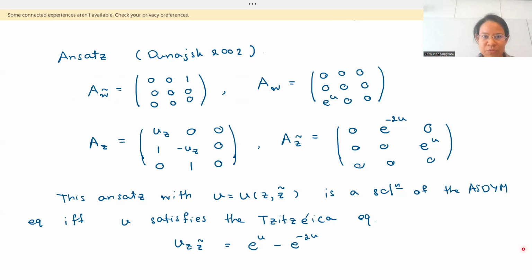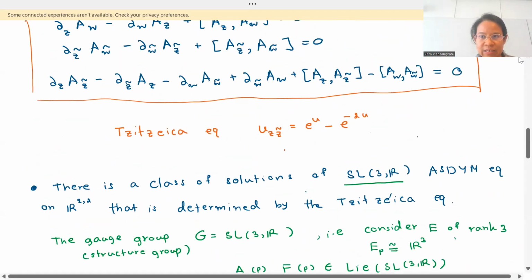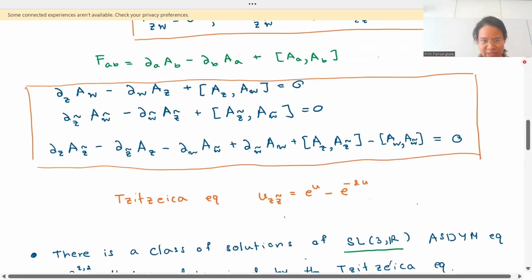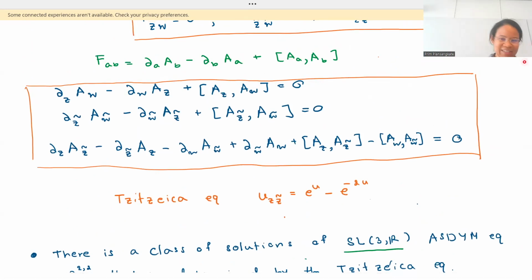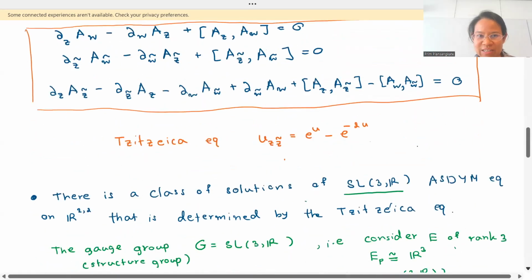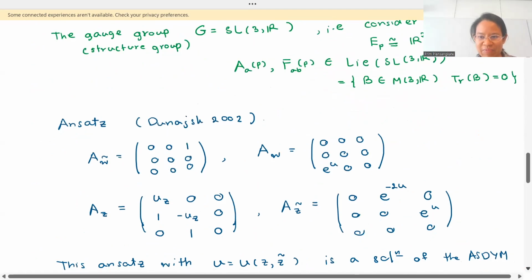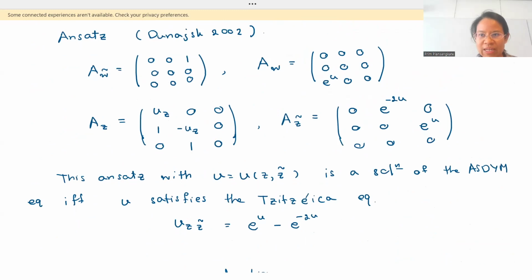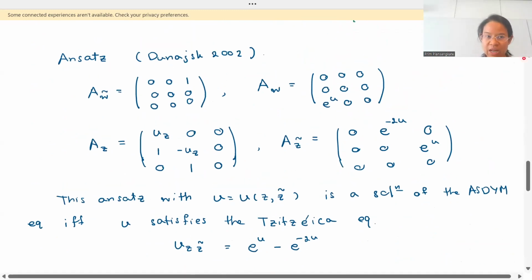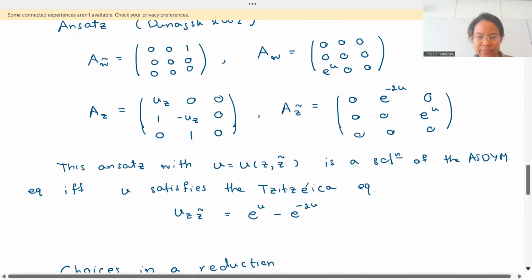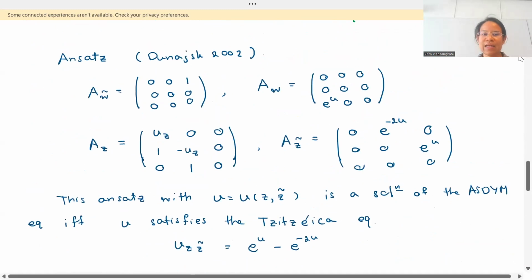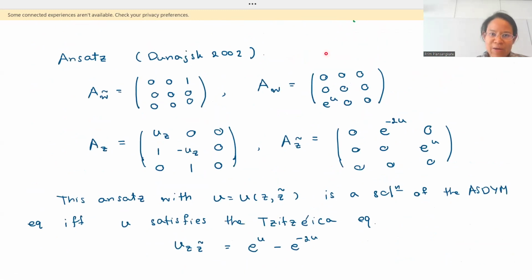So you can just put this ansatz into the system here, and the whole system will reduce to this. Using this ansatz, we can show that the Tzitzeica equation is a reduction of the anti-pseudo-Yang-Mills equation. But the ansatz itself does not give a clear or precise description to specify the reduction.